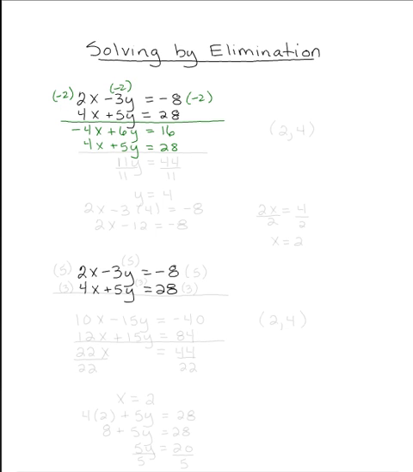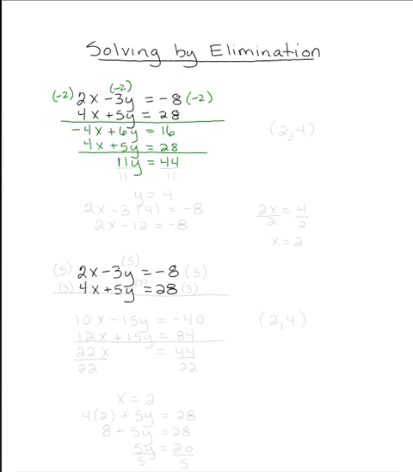Now what we want to do is add these two equations together. Notice what just happened. I have negative 4x plus 4x. That's 0. Those canceled out. Hence, we just eliminated a variable. Now I go over to my y's. 6 plus 5 is 11, so I have 11 y's. And then I have 16 plus 28, and that gives us 44.